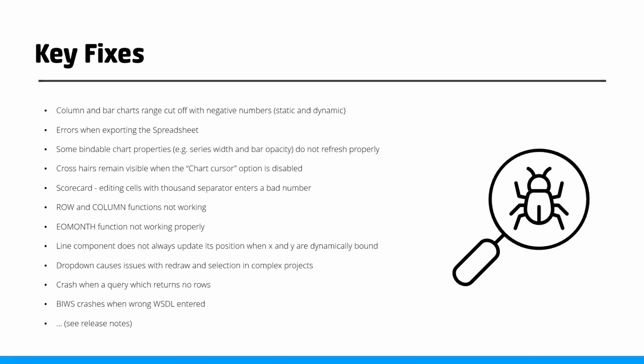Editing cells in a scorecard with a 1,000 separator used to be an issue. Row and column functions, EOMONTH function for getting the last day in a month.